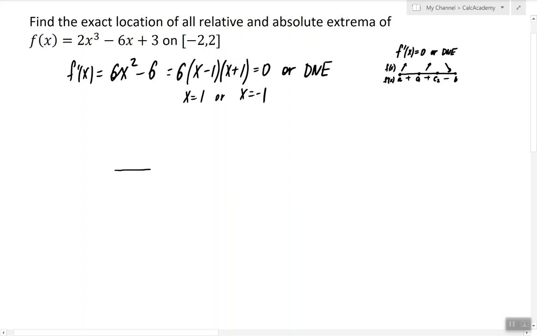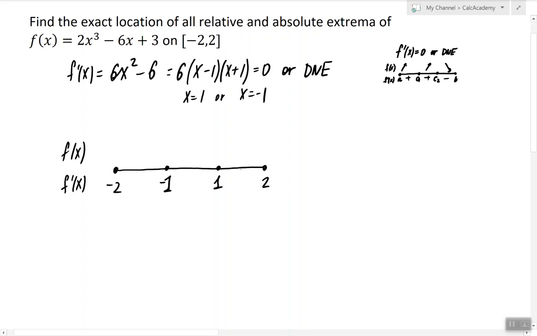So next we plot the critical points on the number line, and what we want to do is identify the behavior of the graph of the function in order to figure out whether it's a relative max or min or absolute max or min. So this is a sign chart for the first derivative, and right above we're going to show the behavior of the graph of the function.